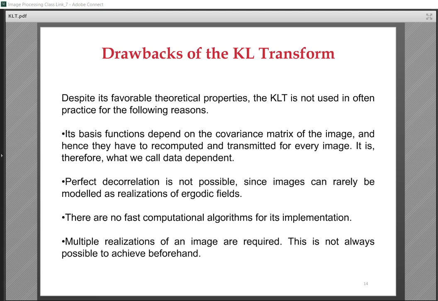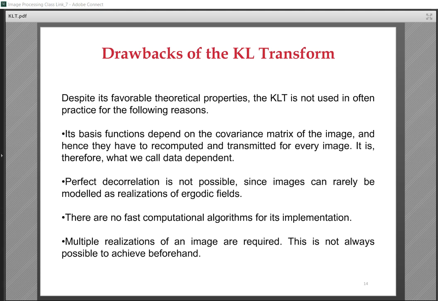Why? When you add some new images, you again should recalculate the CX. For example, we had 10 images, from image 1 to image 10. When we have the 11th image, again we should recalculate the CX, and it is very time consuming. Another one: perfect decorrelation is not possible.